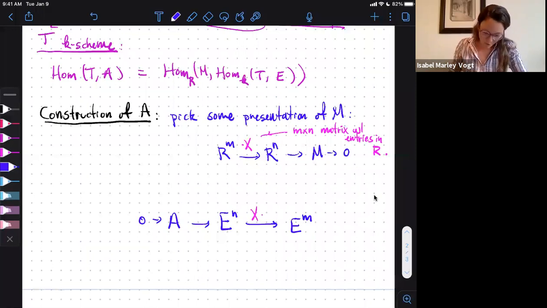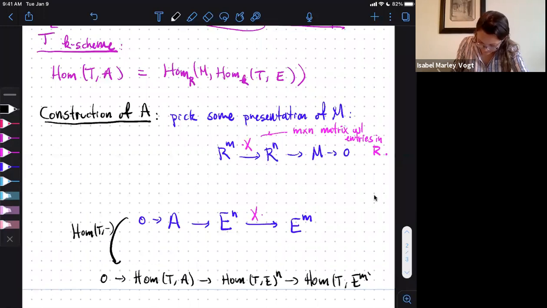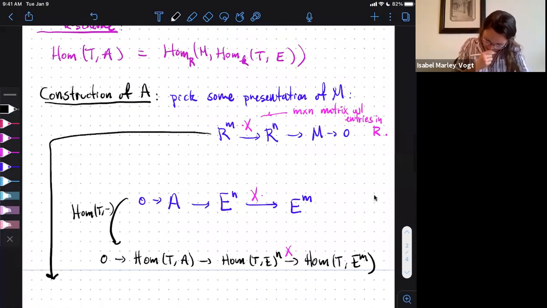So the first thing, I want to understand the T points of A, so why don't I Hom T into this sequence? The first thing I can do is take Hom of T into this sequence. This is left exact, so I get Hom T into A, Hom T into E^n, Hom T into E^m, with the map being multiplication by X.